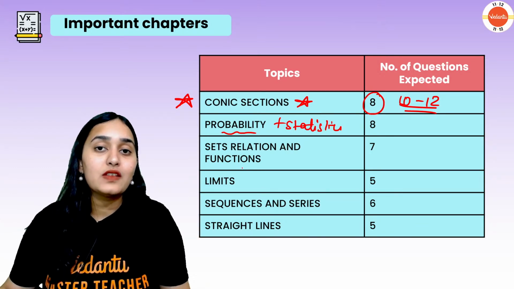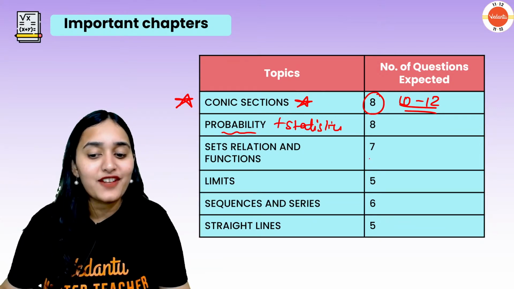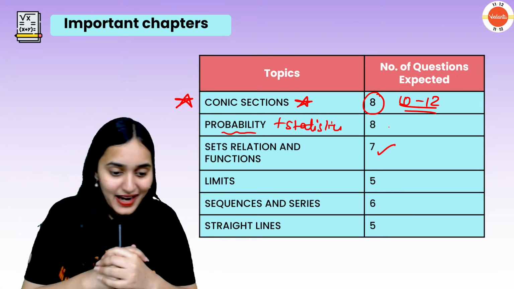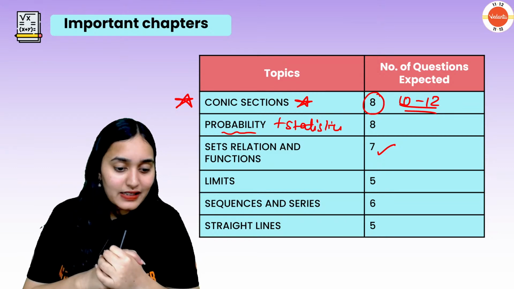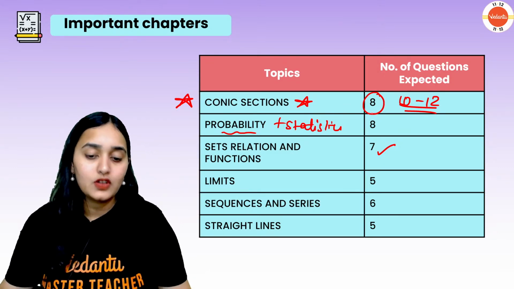Then sets, relations and functions. Your question paper mostly will start from sets, relations and functions. I hope you have seen about it, right? What about sets, relations and functions? The next one shot is going to come on relations and functions only, don't worry.